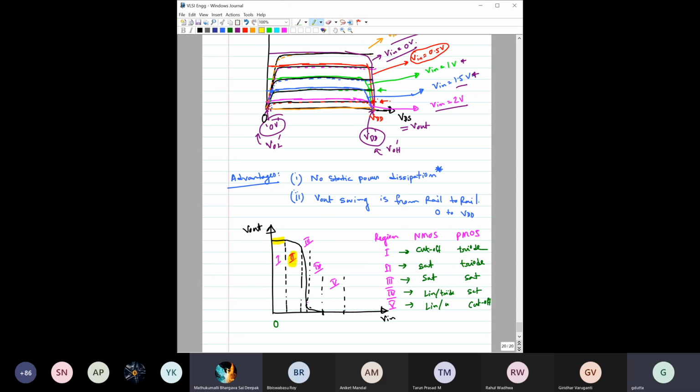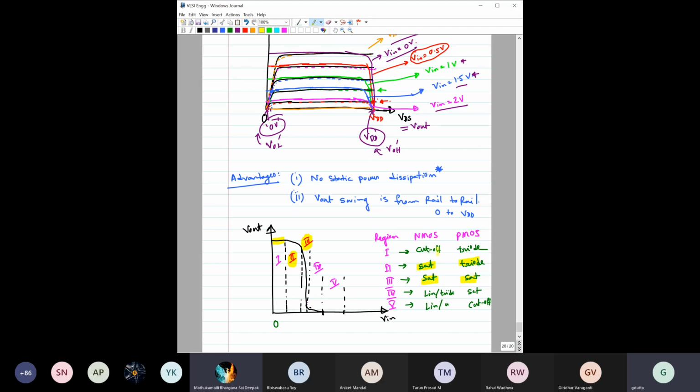Similarly, if you consider region 2, here the NMOS is in saturation, but the PMOS is in triode region, saturation and triode. So that way you should also be able to find the output versus input characteristics here, right? The third one is this region, where there is a huge swing in the output voltage with a small swing in the input voltage. So this region is very sharp and a very steep fall will be there, right? In this region, both the transistors would be operating in saturation.